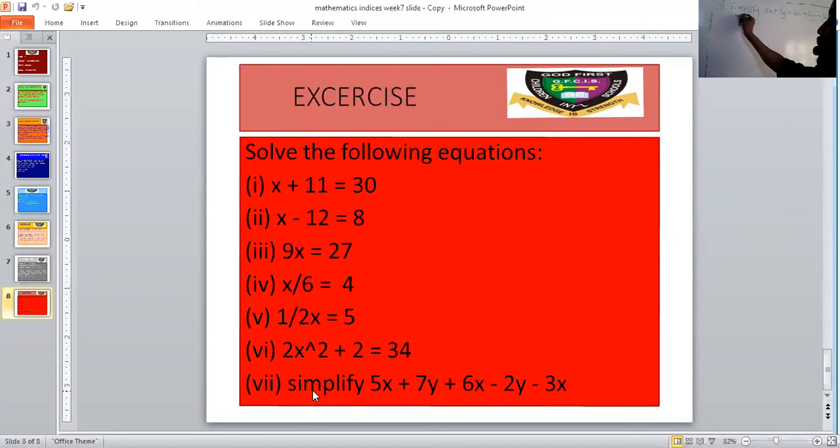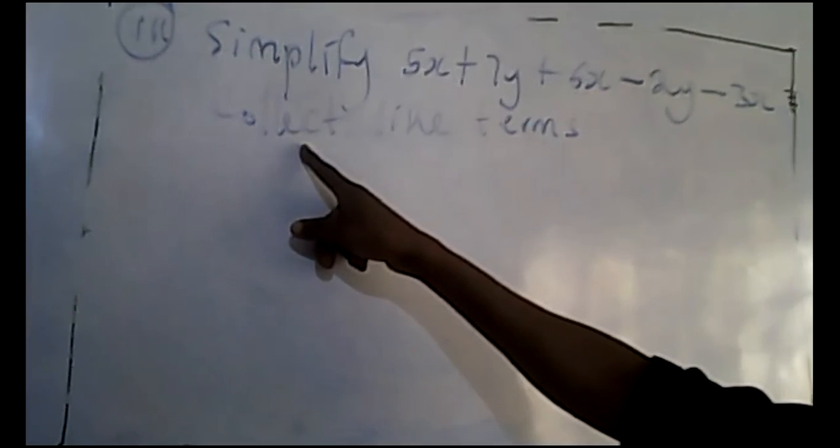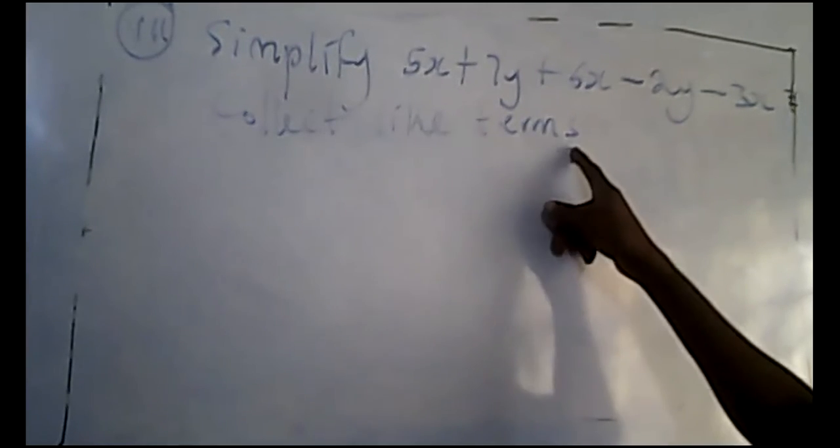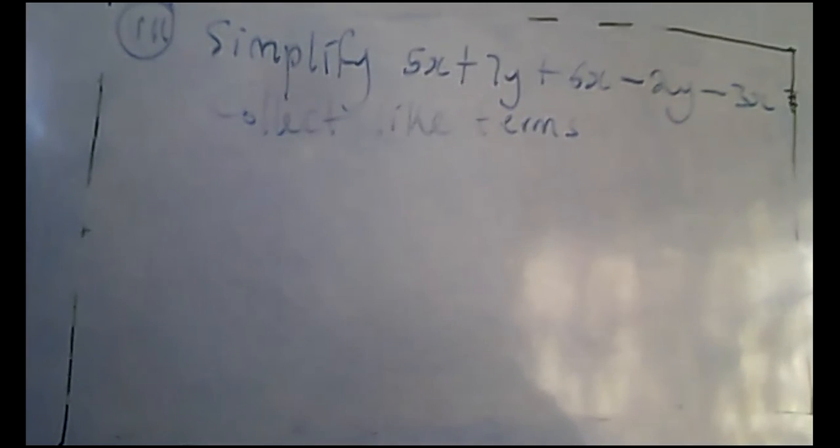The first thing you need to do is collect like terms. What that means is that you collect the ones with x together and the ones with y together. I said the first thing you need to do is collect like terms.